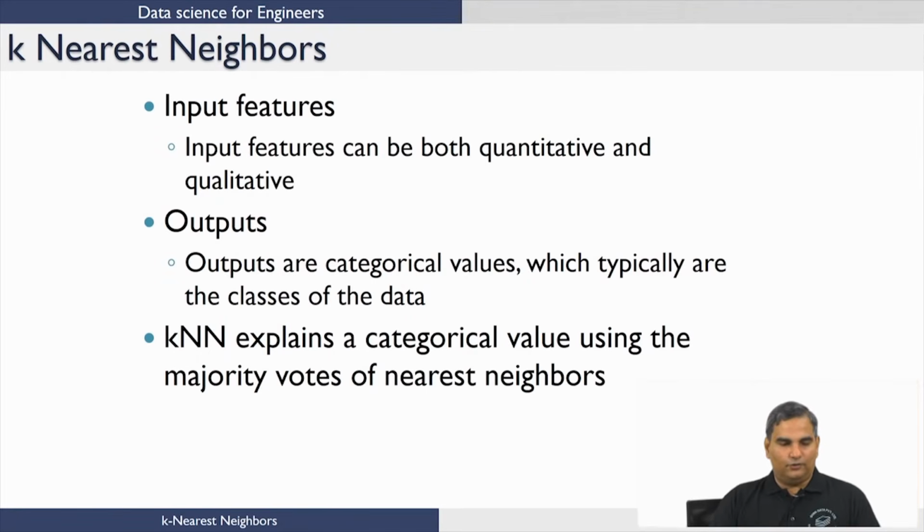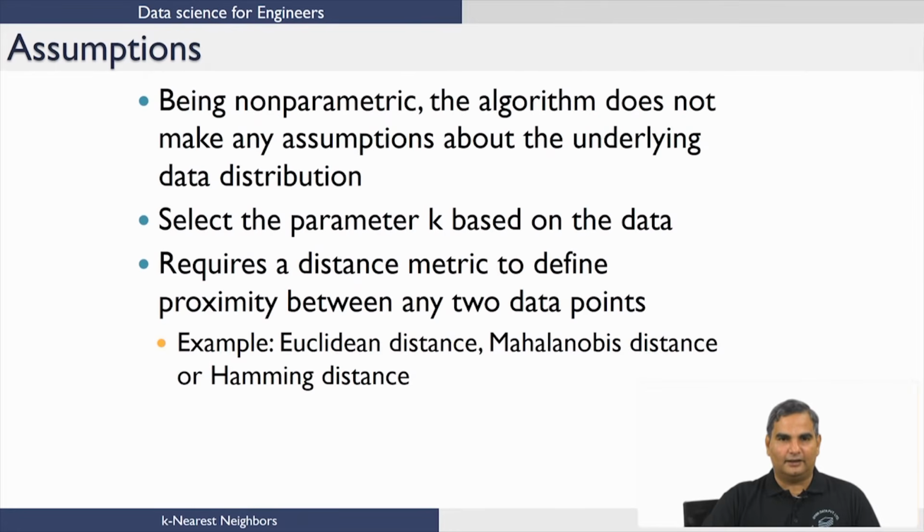In one word, if you were to explain the k nearest neighbor algorithm, you would simply say k nearest neighbor explains a categorical value using the majority votes of nearest neighbors. So, what we are saying is if there is a particular data point and I want to find out which class this data point belongs to, all I need to do is look at all the neighboring data points and find which class they belong to, and then take a majority vote, and that is the class that is assigned to this data point. It is something like if you want to know a person, you know his neighbors. Something like that is what is used in k nearest neighbors.